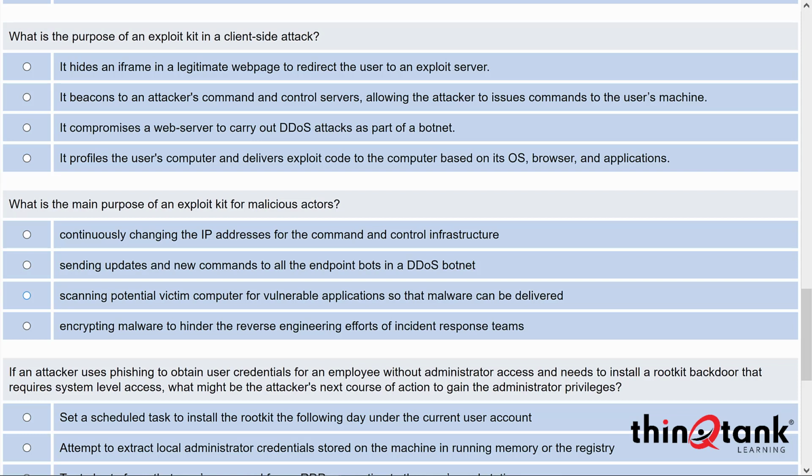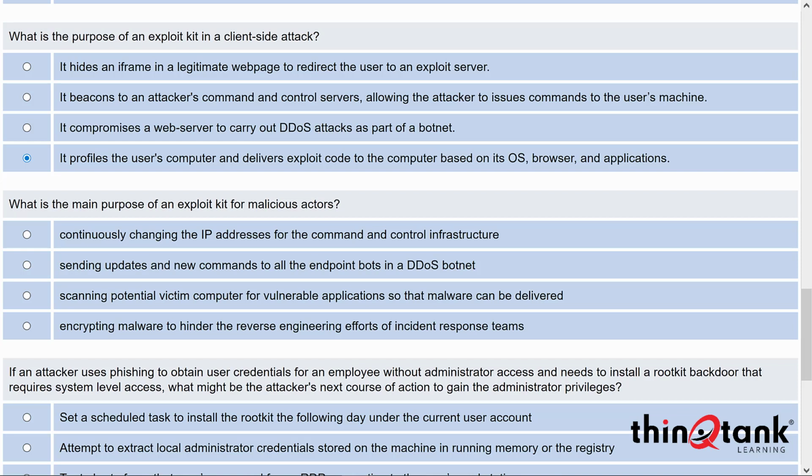It profiles the user's computer, delivers the exploit code to the computer based on its OS, browser and applications, and most critically, based on those vulnerabilities in those applications. That's the most critical piece. So the answer in this case would be D. There we go.